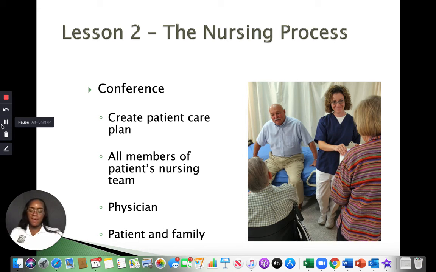Patient care plan may be created during a conference. All of the members of the patient's nursing team should attend the patient's care conference. Other members of the patient's healthcare team, such as a physician, may also attend, and the patient and his or her family should also attend. The patient care plan may be modified during future care conferences.